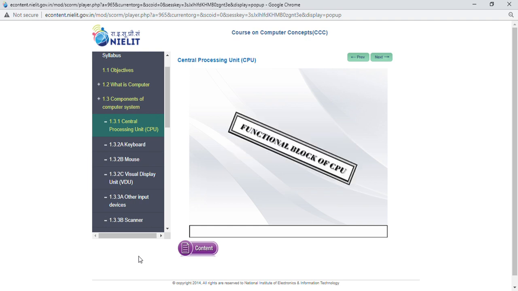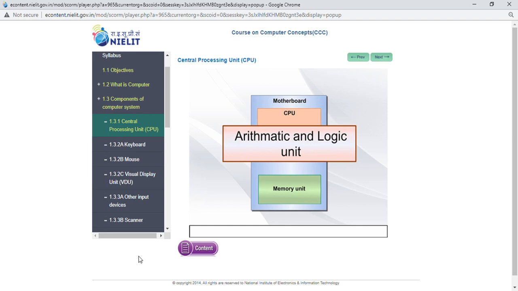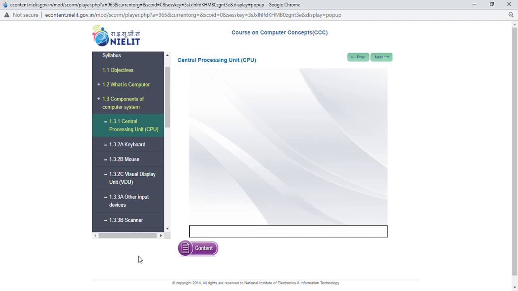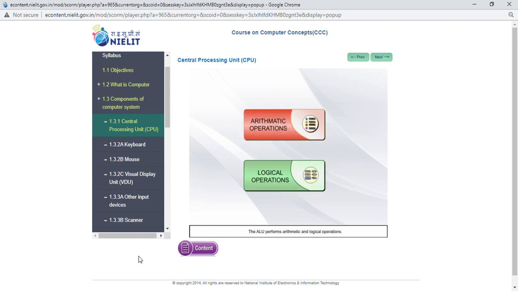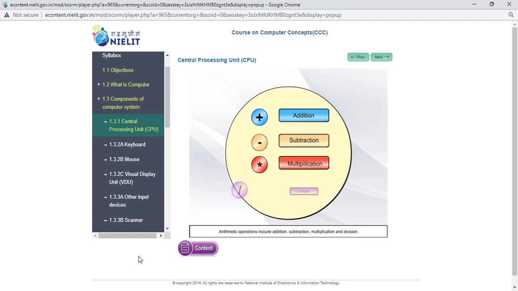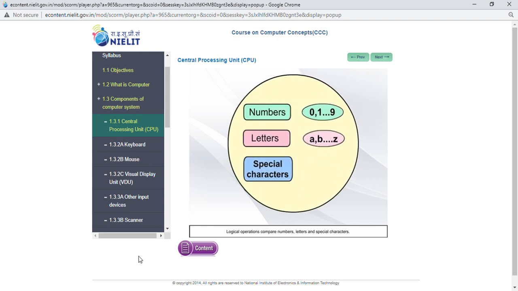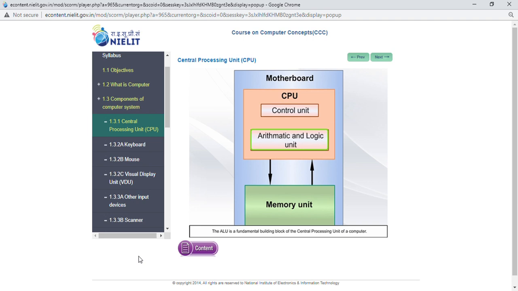Functional blocks of the CPU. The two components in the CPU are the Arithmetic and Logic Unit, ALU, and the Control Unit, CU. Arithmetic and Logic Unit, ALU. The ALU performs arithmetic and logical operations. Arithmetic operations include addition, subtraction, multiplication, and division. Logical operations compare numbers, letters, and special characters. The ALU is a fundamental building block of the central processing unit of a computer.